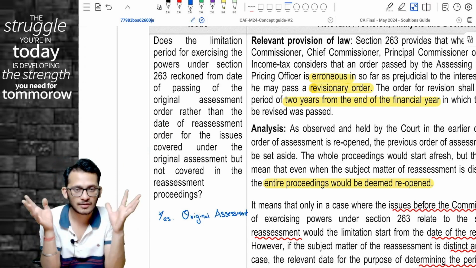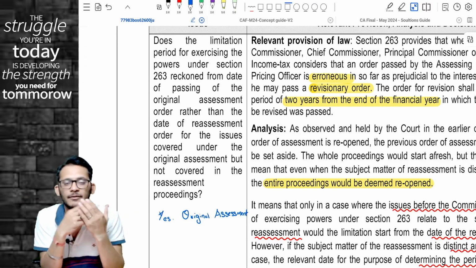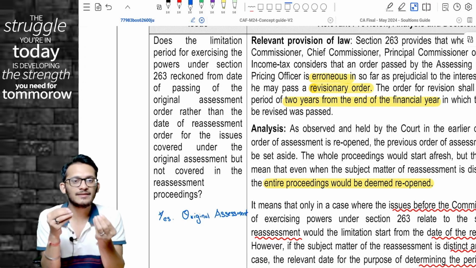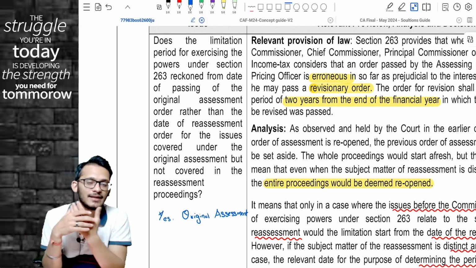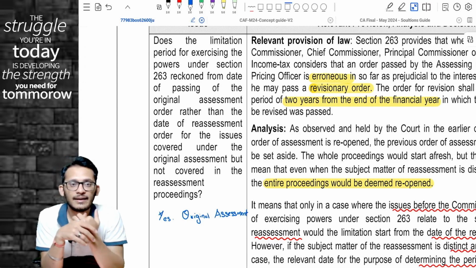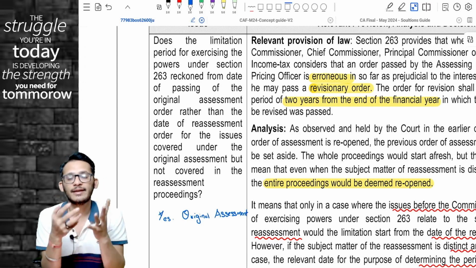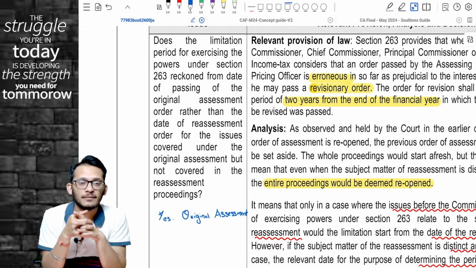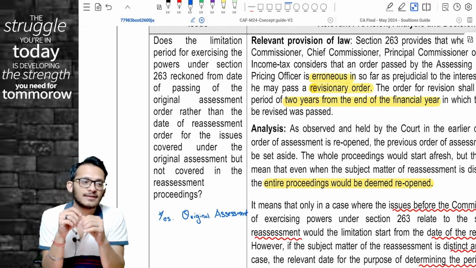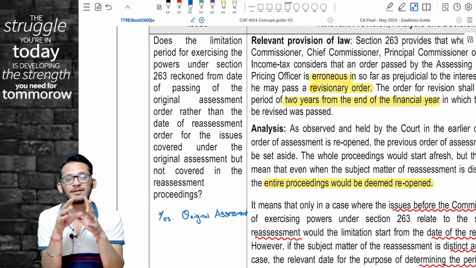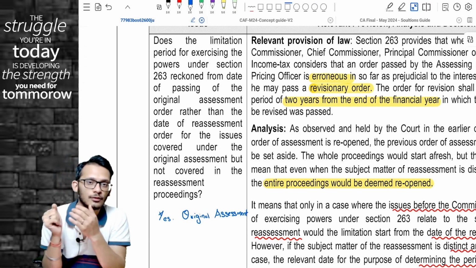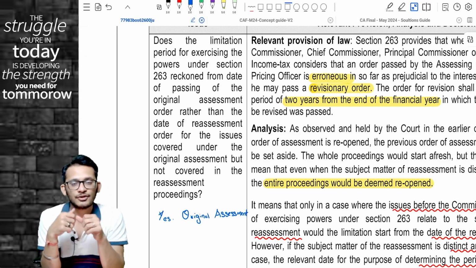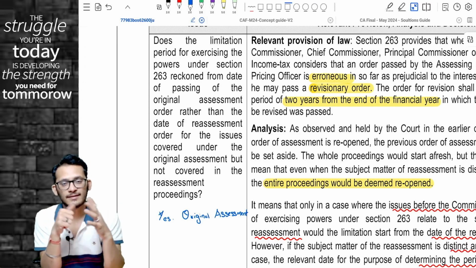Don't just copy paste the whole thing. Prepare a summary. For example, in the last case, I will say section 263 states that the PCIT, CCIT, PCCIT or CIT can pass revisionary proceedings in case it feels that the order is prejudicial to the interest of the revenue. However, this order has to be passed within 2 years from the end of the financial year. In the present case, the CIT has launched the revisionary proceedings on so and so date, considering the reassessment order in mind. However, the issue under discussion relates to the original assessment.